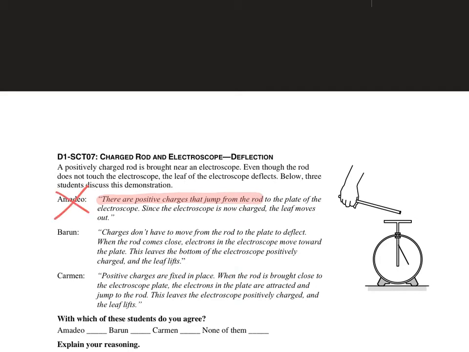We can write him off right off the bat. So again, it's an electroscope, a charged rod brought near, and we saw this in the very first example. That means electrons want to move to the plate, leaving positive charges exposed on the electroscope. So you get the deflection that you see.